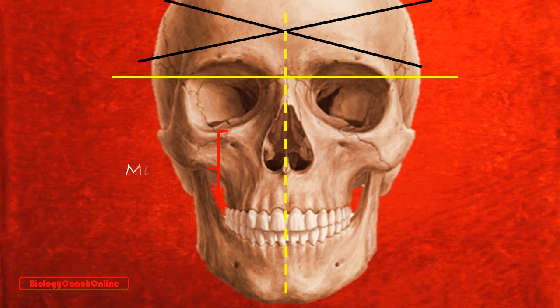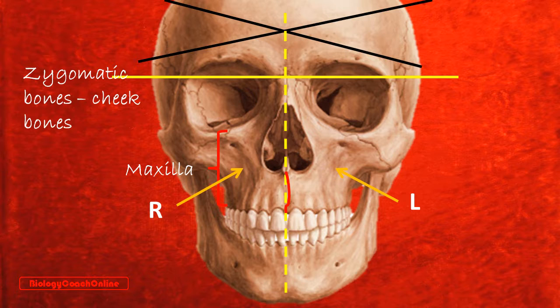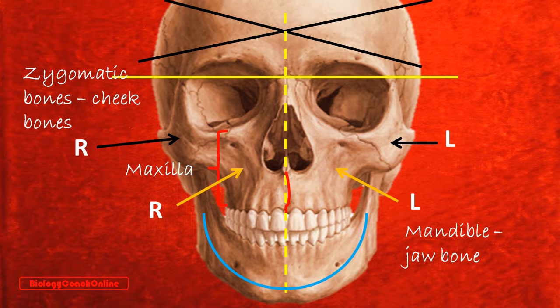The maxilla here is a paired bone. It's joined at the maxillary suture, and so we have the right and left maxilla, or maxillae is plural. We have the zygomatic or cheekbones, and so we have the right and left zygomatic bones. And then we have the large horseshoe-shaped mandible. It's a single bone, and this is often referred to as the jawbone or lower jawbone.